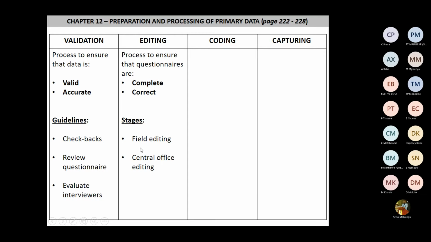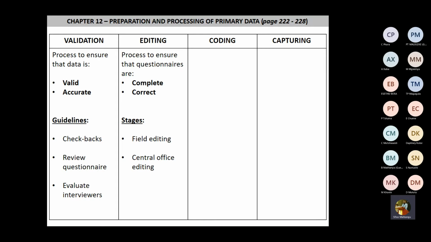For example, let's say this research is about shoppers, which are people that go to the mall to do some shopping. So maybe the research is about shoppers and we go to Main Lane. We interview our respondents at Main Lane. We can decide to edit the questionnaire while the data collection process is still taking place. For example, we can have your supervisor do field editing. Maybe after every interview, as a field worker or interviewer, you take your questionnaire and give it to a supervisor. The supervisor can quickly check.